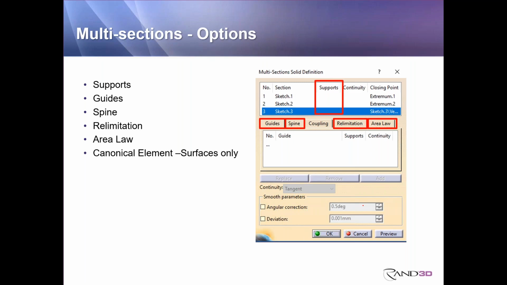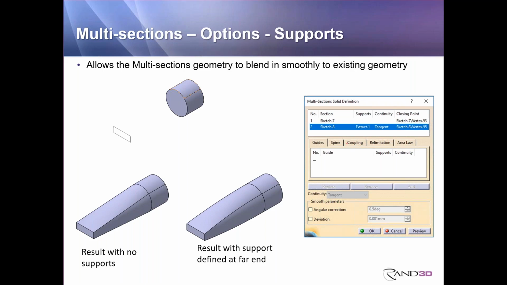I got supports, I got guides, I got spine, I got relimitation, I got area law. These are all optional. You don't have to do anything with these to make it work if you don't want to. But we're going to come back and talk about each of these and what effects they'll have. Now, the first thing we talk about is the idea of adding a support.